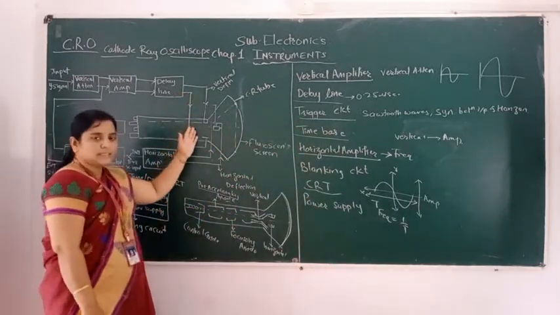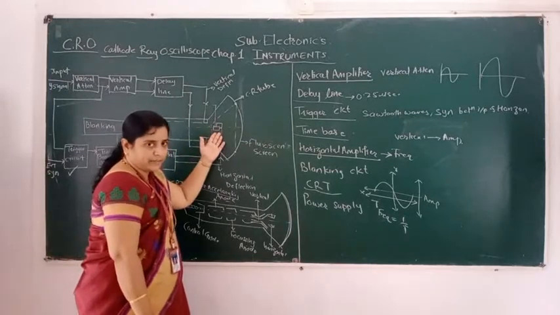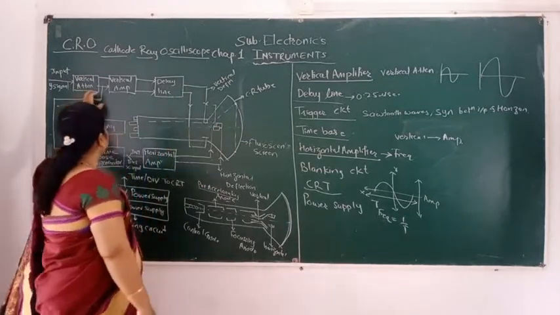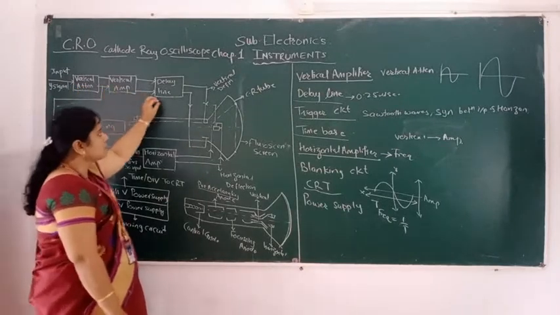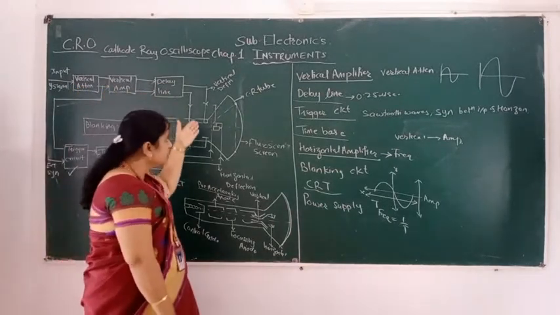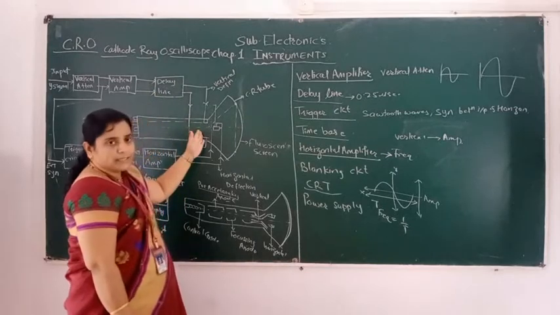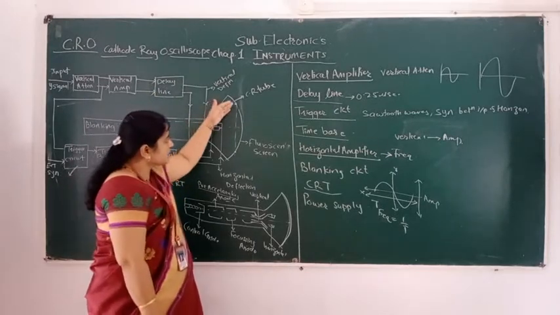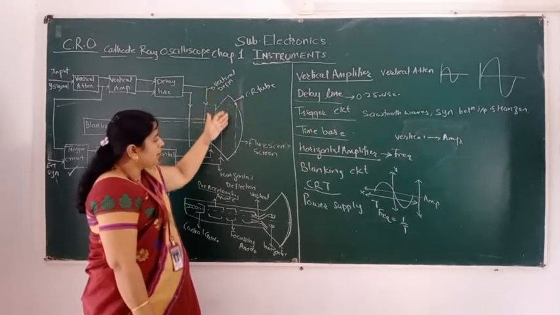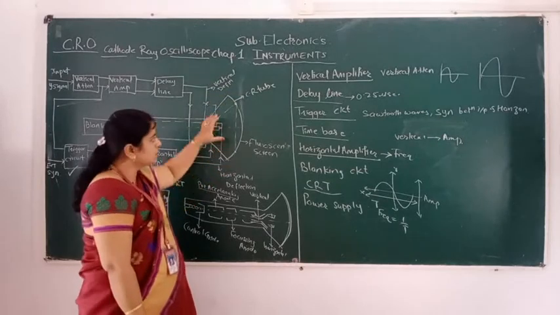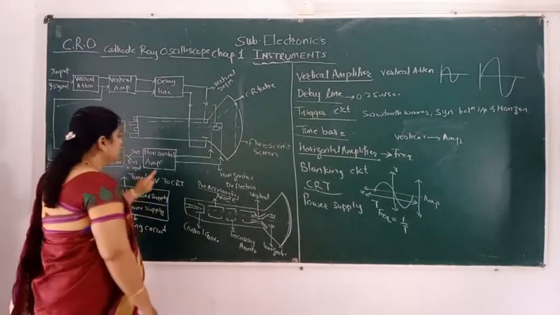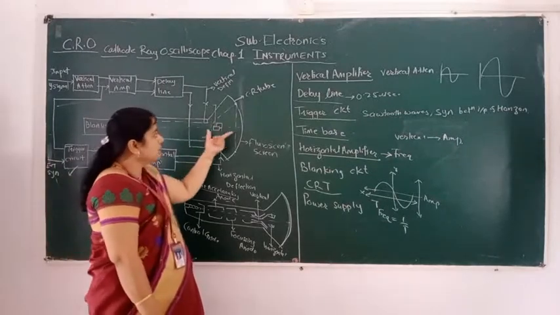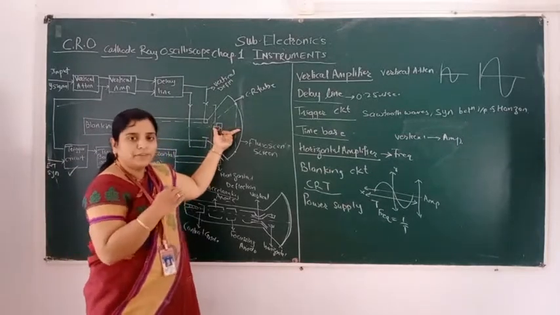Vertical deflection is there as well as horizontal deflection. If a signal is applied to the input, then what happens? It amplifies the signal and gives it to the delay line. That delay line will give the signal to the vertical deflection and it deflects in the up and down direction, so that we can measure the amplitude. If a signal is given to the horizontal plates, then it will give the left to right deflection.